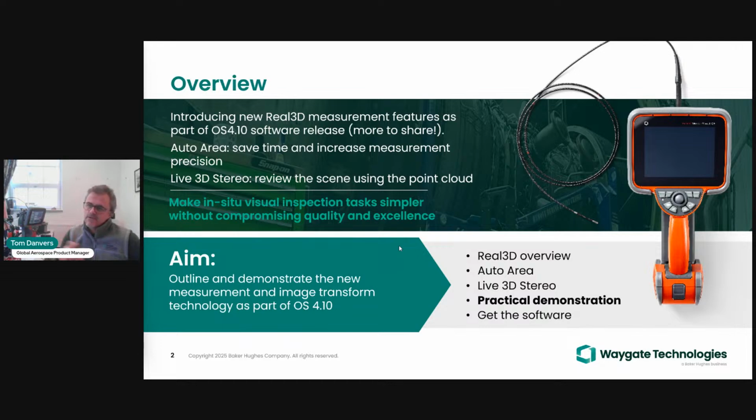So once again, we're going to be focusing on the Real3D measurement elements associated with OS 4.10, and also the image transformations or TrueSight imaging elements associated with OS 4.10. So more specifically, a new area measurement technique called auto area. And we have this new image transform called Live3D stereo.